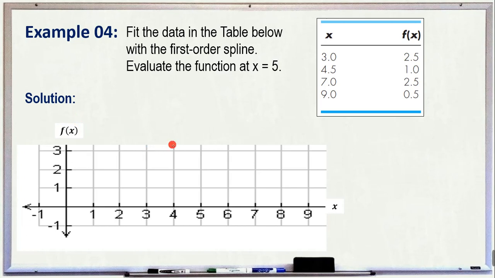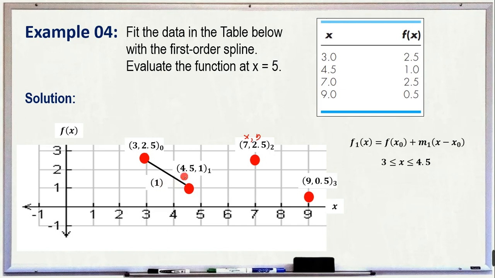First, we are going to plot the given data points on our Cartesian coordinate plane. So these are the points. We have 3 and 2.5 for the initial point denoted by naught. Then the second point has coordinates 4.5, 1. Then the third point we have 7 and 2.5. And then the last point has coordinates 9 and 0.5. So the coordinate system, by the way, is in x, comma, y form.